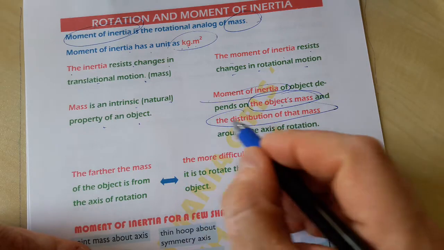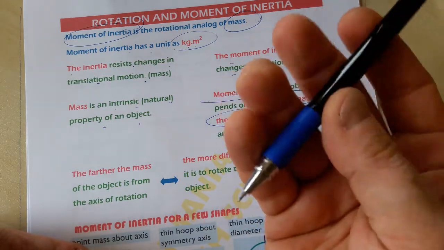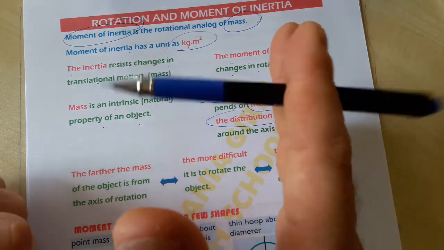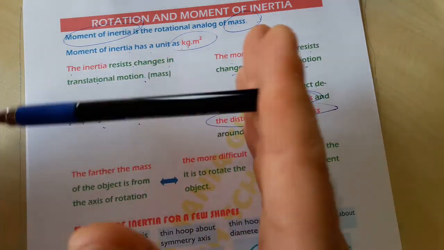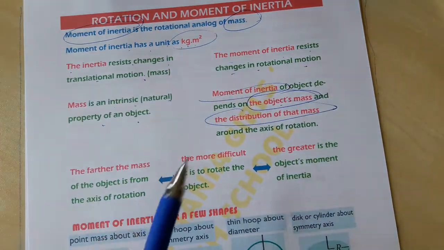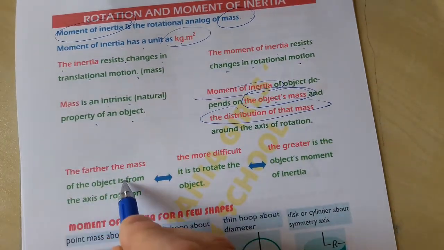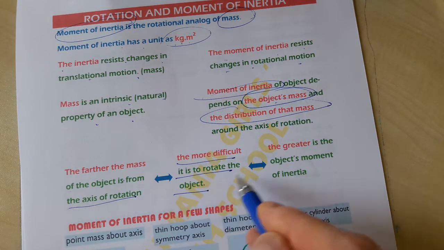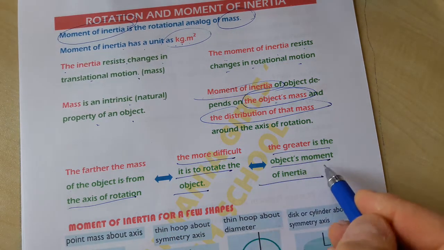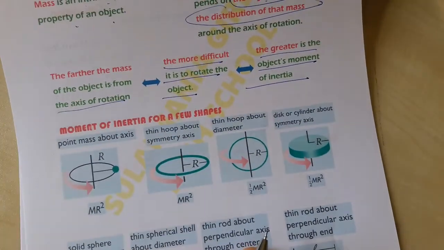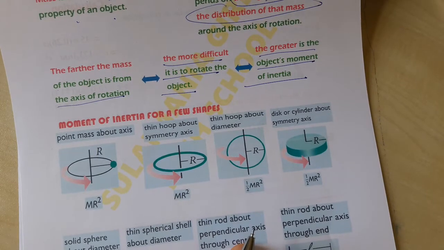As you see, moment of inertia depends on the object's mass, whether it is heavy or not. It also depends on about which point the object is rotating. So about this point it's harder, about this point it's easier. So the farther the mass of the object from the axis of rotation, the more difficult it is to rotate the object, the greater is the object's moment of inertia. The moment of inertia of different shapes can be calculated mathematically.